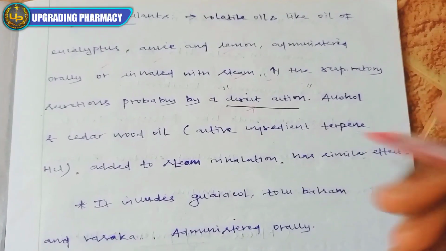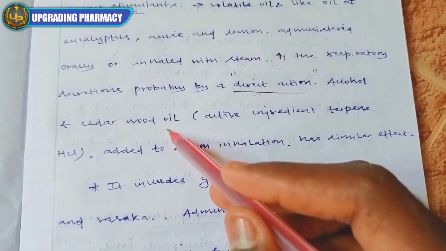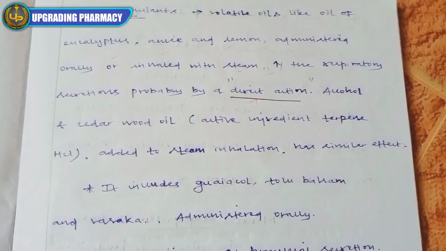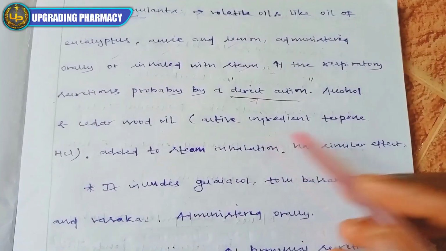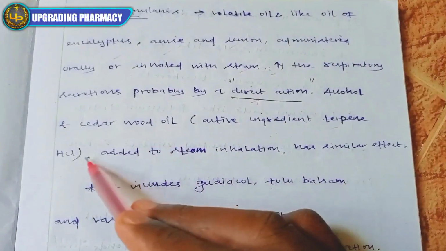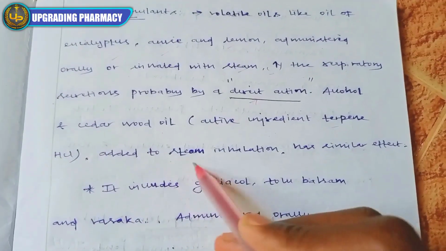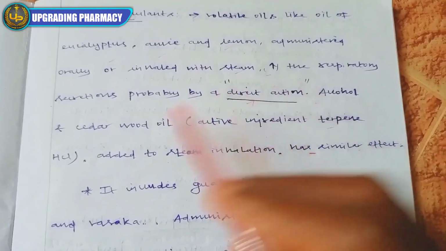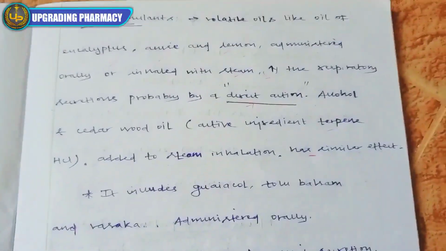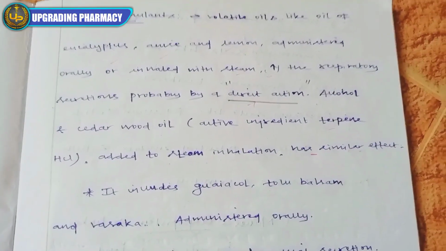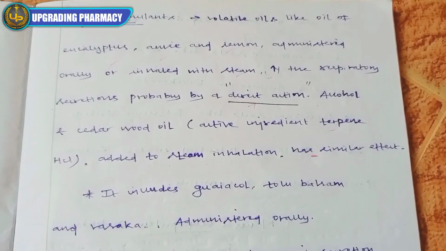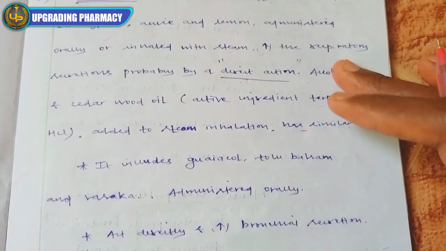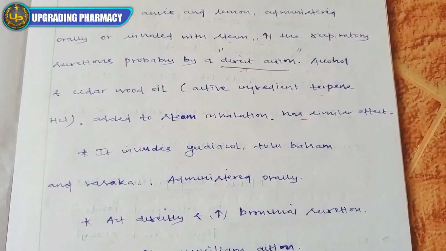Alcohol and cedarwood oil are also direct stimulants, that is, direct expectorants. The active ingredient is terpene hydrate, which, added to steam inhalation, has a similar effect. Alcohol and cedarwood oil both have a strong smell, so they easily stimulate our respiratory tract fluid secretions. This is the direct expectorant, that is, direct stimulation.